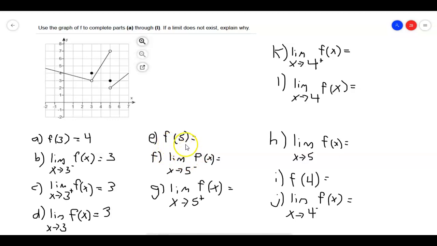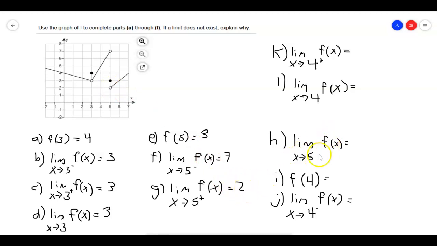Let's look at this next one. f of 5. So we go to the x value of 5, we go up, and we see that it's defined at the y value of 3. Well, what about when we approach x from the left? So as we're approaching the value of 5 from the left, this way, our y values are getting closer and closer to 7. What about when we approach 5 from the right? That's what the little plus means. Well, look, as we're going from the right, we're getting closer and closer to 2.